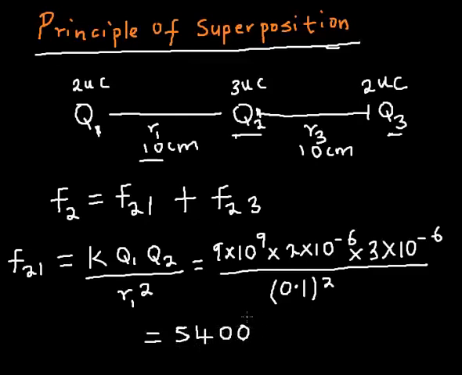That should give me 5400. Then of course the powers of 10: 10 raised to the power 9, minus 6, minus 6, that's 10 raised to the power minus 3. So if I divide this by 1000, I'm going to have 5.4 Newton. So F21 is 5.4 Newton.